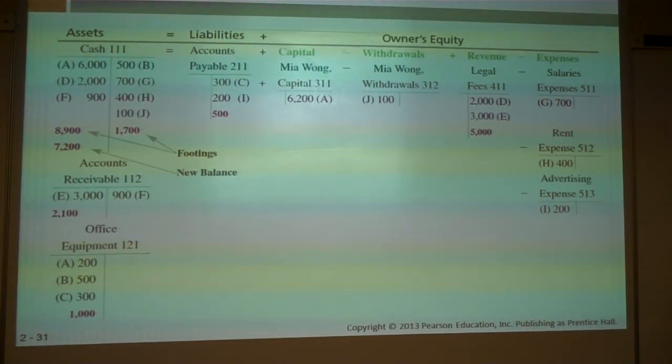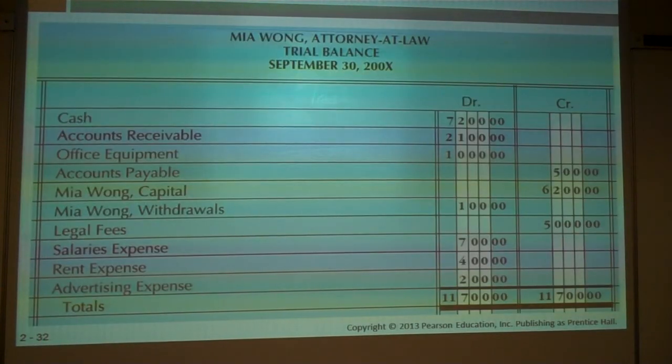Contra capital. Our revenue, we had 2 transactions. We didn't have to subtract anything there. Expenses, we had one for salaries expense, one for rent expense, and one for advertising expense. Taking all of those totals, we can put them in what's called a trial balance and make sure that the debits and credits equal. Notice they're not divided into balance sheet accounts or income statement accounts. They're all listed on here.